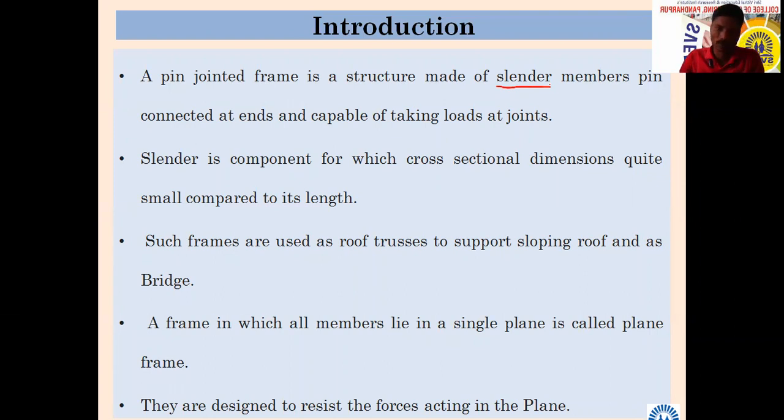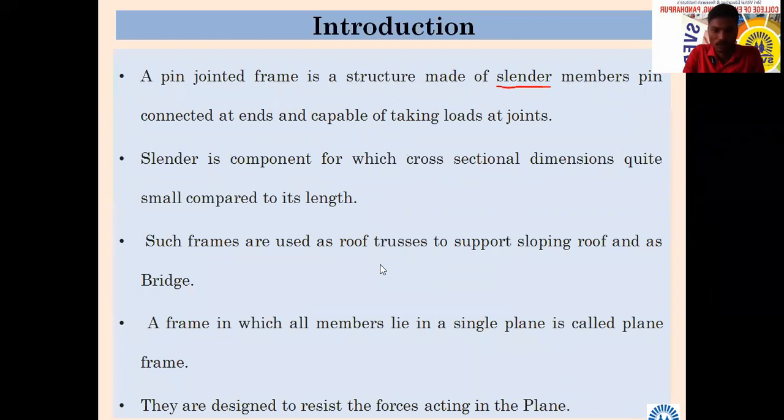So a pin joint frame is a structure, or we can say it is a frame, made up of slender members and capable of taking loads at the joint. Slender is a component for which cross-sectional dimensions are quite small. Just now I have told, slender is a lengthy element.